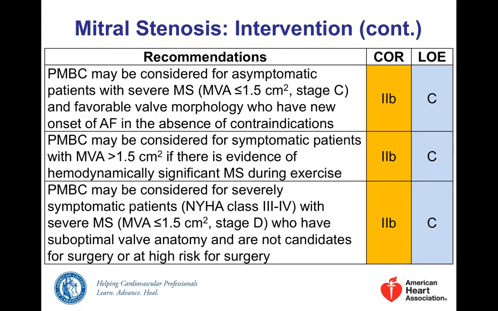This is class 2B. Balloon commissurotomy also may be considered for severely symptomatic patients, NYHA class 3 or 4, with severe mitral stenosis, mitral valve area less than 1.5 centimeter, stage D, who have suboptimal valve anatomy and are not candidates for surgery or at high risk for surgery. This will be class 2B.